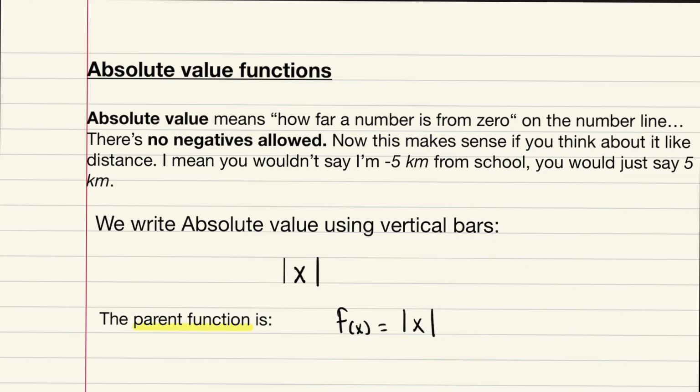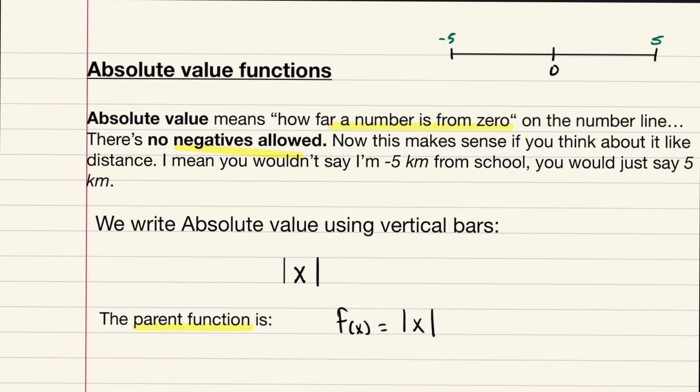So absolute value means how far a number is from 0 on the number line, and there's no negatives allowed. What we mean by that is, imagine, and I'll draw it at the top here, I have a number line, and at the center of that number line, it's 0. So we can think about it as integers. And so it's from 0, and this is 5, and this is negative 5.